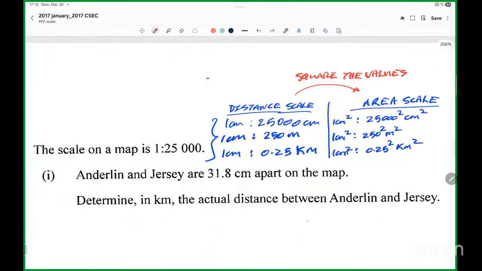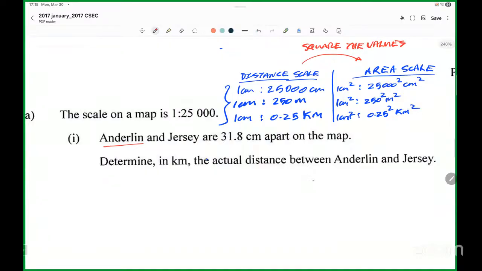It says Underlin and Jersey are 31 centimeters apart on the map. So on the map, that's the distance between them, 31 centimeters. Determine in kilometers, so they want it in kilometers. So since I want the answer in kilometers, we're going to be working with this scale.